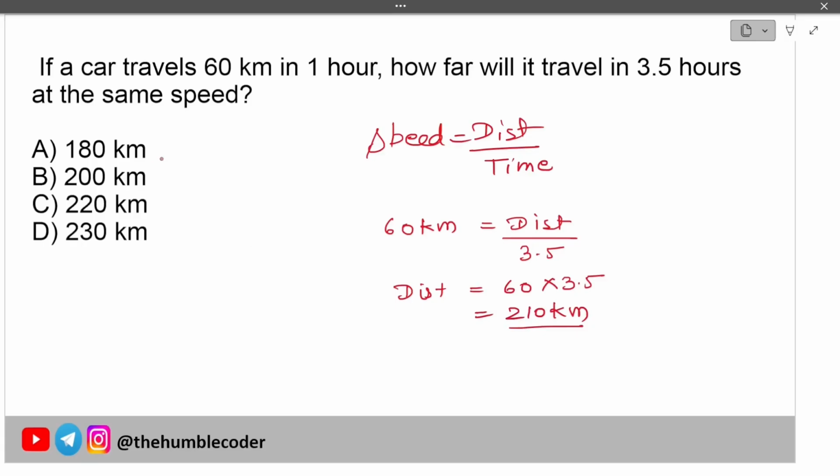So guys, as I told you in the starting only, the correct option is not there. If there would be an option 210 kilometers, that would be the correct one. So let's now move on to the next question now.